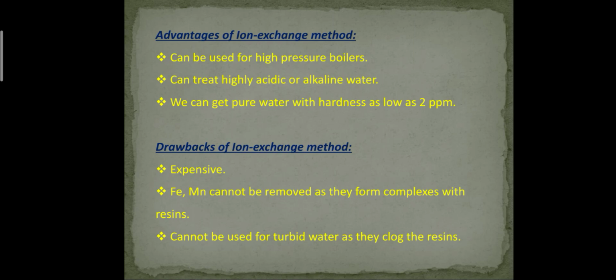Some advantages and disadvantages of ion exchange process are given here. Water obtained from this process can be used in high pressure boilers. We can treat highly acidic or alkaline water by this process. Pure water with a hardness as low as 2 ppm can be produced by this process. These are some advantages. This method is more expensive. It cannot be used for turbid water because they clog the resins. Iron and manganese cannot be removed because they form complexes with the resins present in the exchangers. These are some disadvantages of this method.